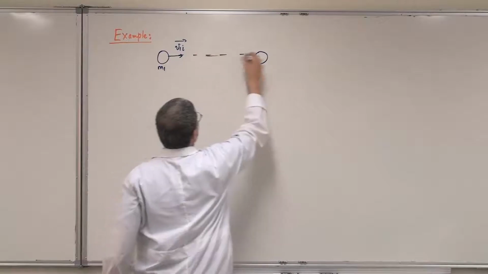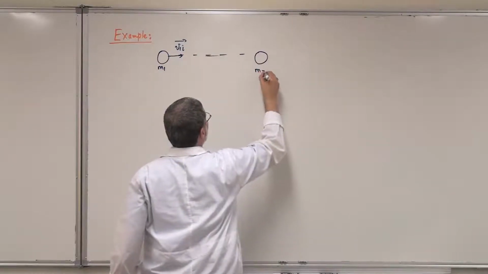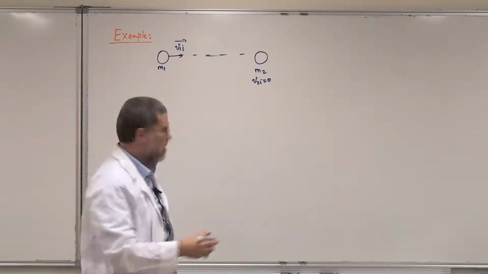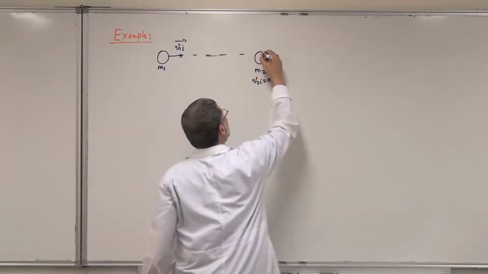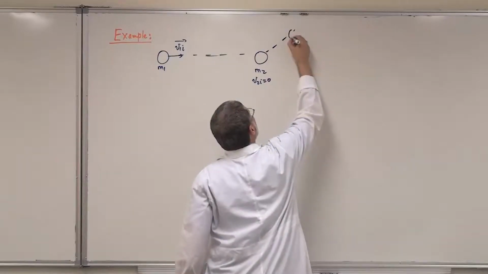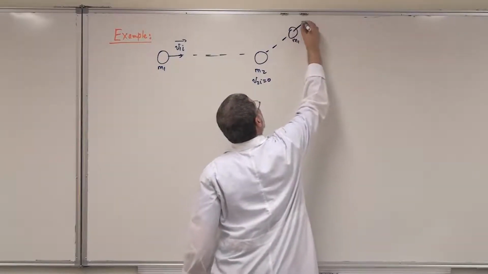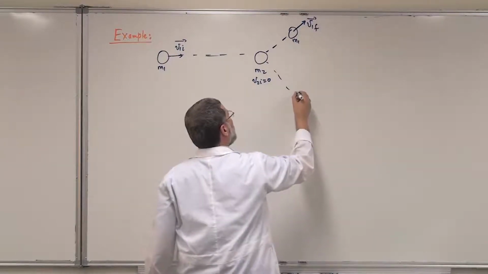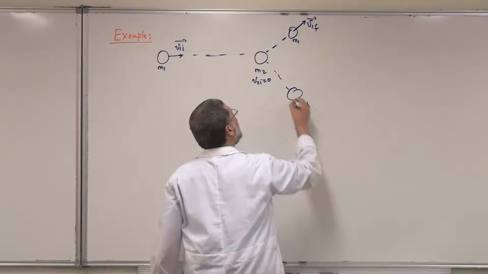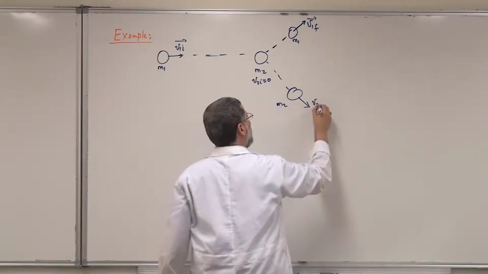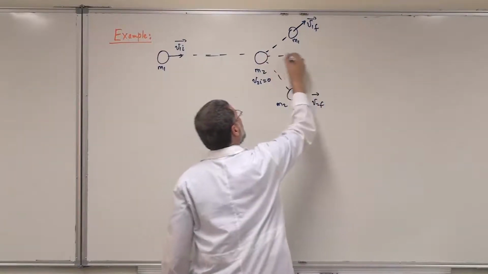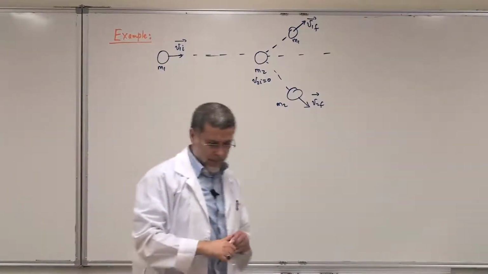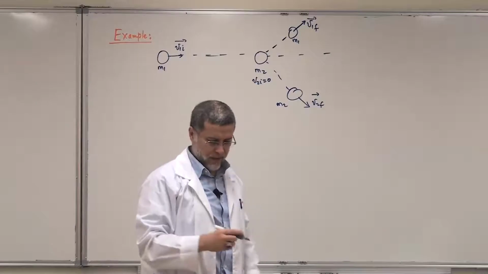Okay, you see here, m2, v2 initial 0, at rest. And then there will be a collision. m1 will go this way, v1 final, and m2 will go this way, v2 final. Okay, so this is a two-dimensional problem. And let's take the case where m1 equals m2 to make things easy.